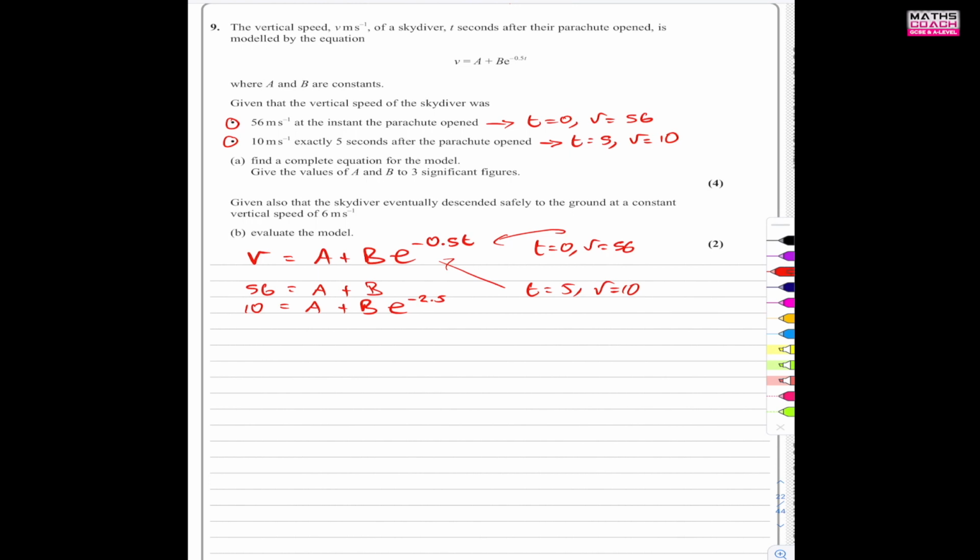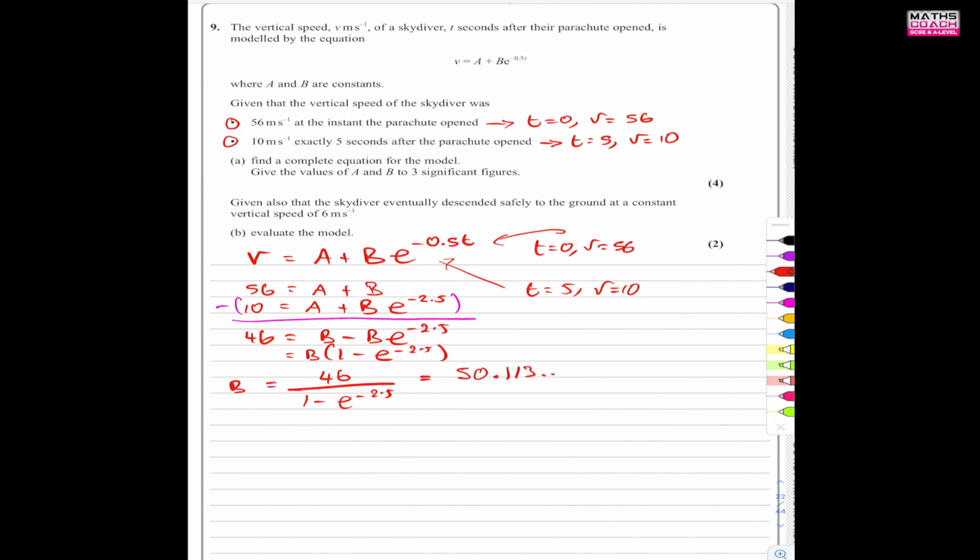If we now solve these equations simultaneously, we can subtract the bottom equation from the top equation. By subtracting, we get 56 minus 10 is 46. A subtract a cancels off, and then we have b minus b e to the power of minus 2.5. So factorize the b out: 1 minus e to the power of minus 2.5. Therefore b is equal to 46 divided by 1 minus e to the power of minus 2.5. We get 50.113..., and we want to round that to 3 significant figures, which is 50.1.